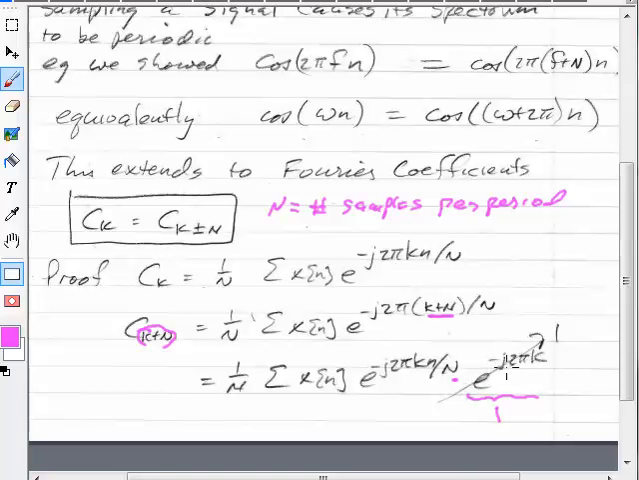We've got a multiple of j 2 pi in the numerator, either plus or minus j 2 pi, k is an integer, so that's just 1. Now, since that is the same as c k, those are the same, so it's periodic.